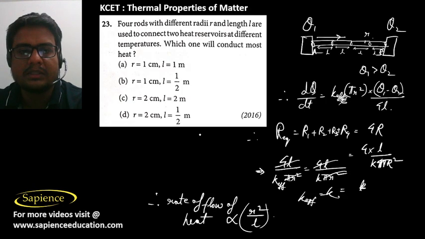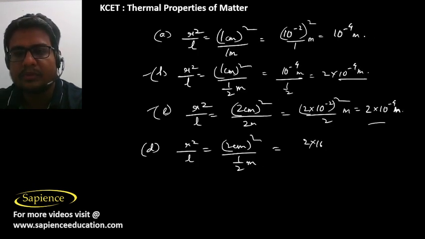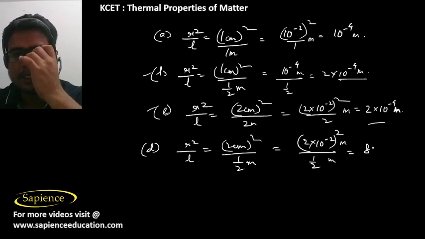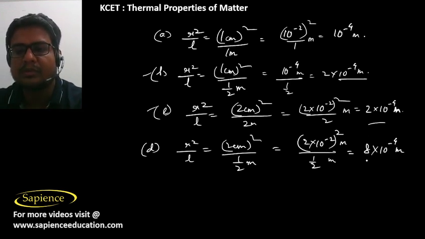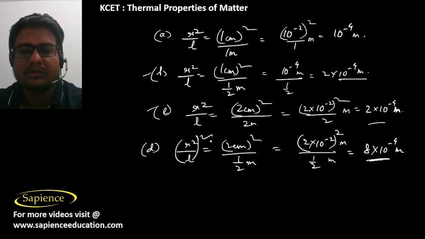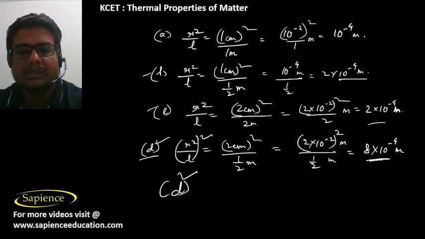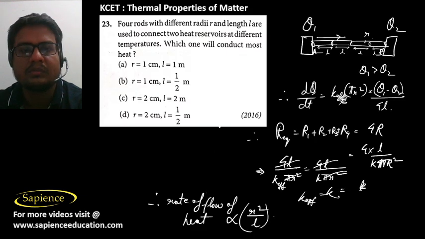And option D, r square by L value is 2 centimeter whole square divided by half meter. So that will be 2 into 10 power minus 2 whole square meter divided by half meter. So this will be 8 into 10 power minus 4 meters. So this value is the highest. So the r square by L value is highest in option D, so it will conduct the most heat. So option D is the correct answer. It will conduct the most heat.